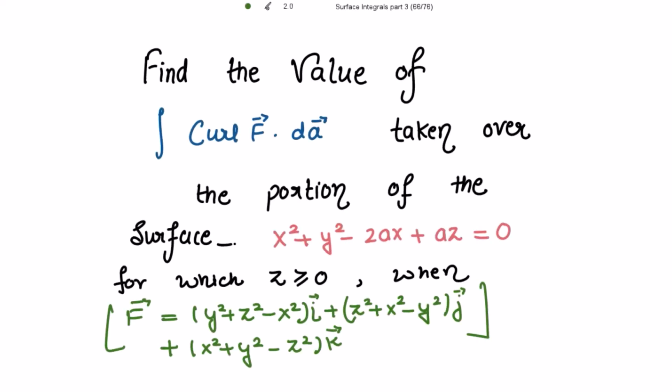We need to find the value of this surface integral taken over the portion of this surface for which z is greater than or equal to 0. This is your surface integral when f vector is given to us. If you notice, if I put z equal to 0 on this surface, I will be getting the equation of a circle. So we will work on that equation of the circle and evaluate this surface integral, right?